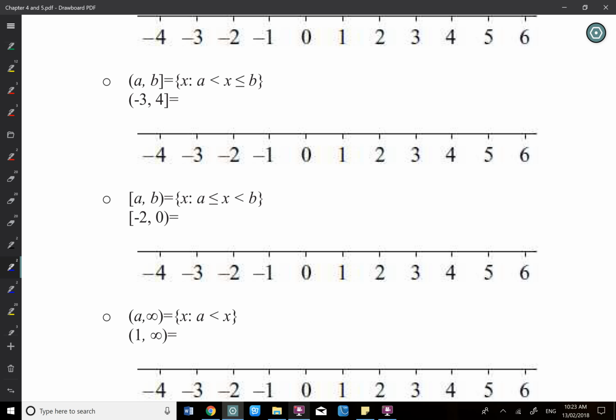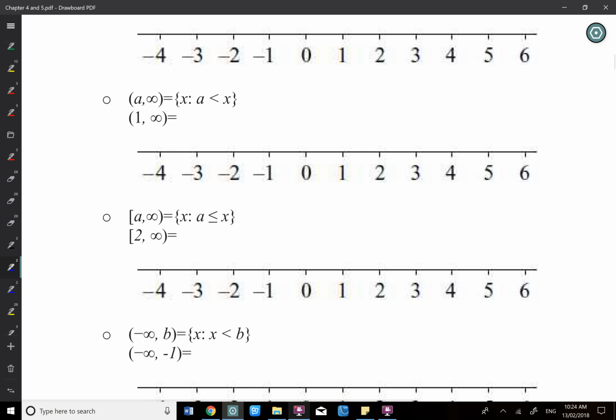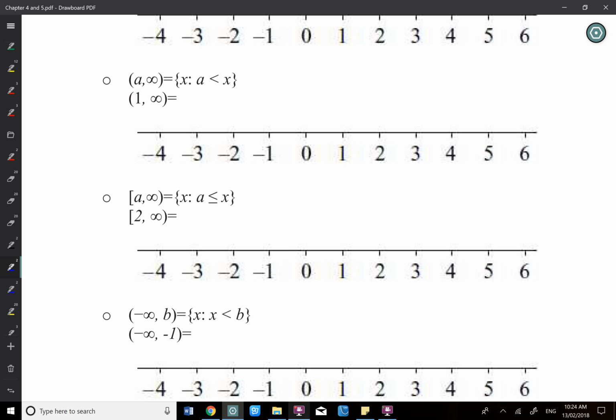Alright, so the other two will be very similar. Start from -3 but finish at 4, not including -3 but including 4. Okay, you can do the next two by yourself. But the one I want to emphasize is the third one, 1 to infinity.